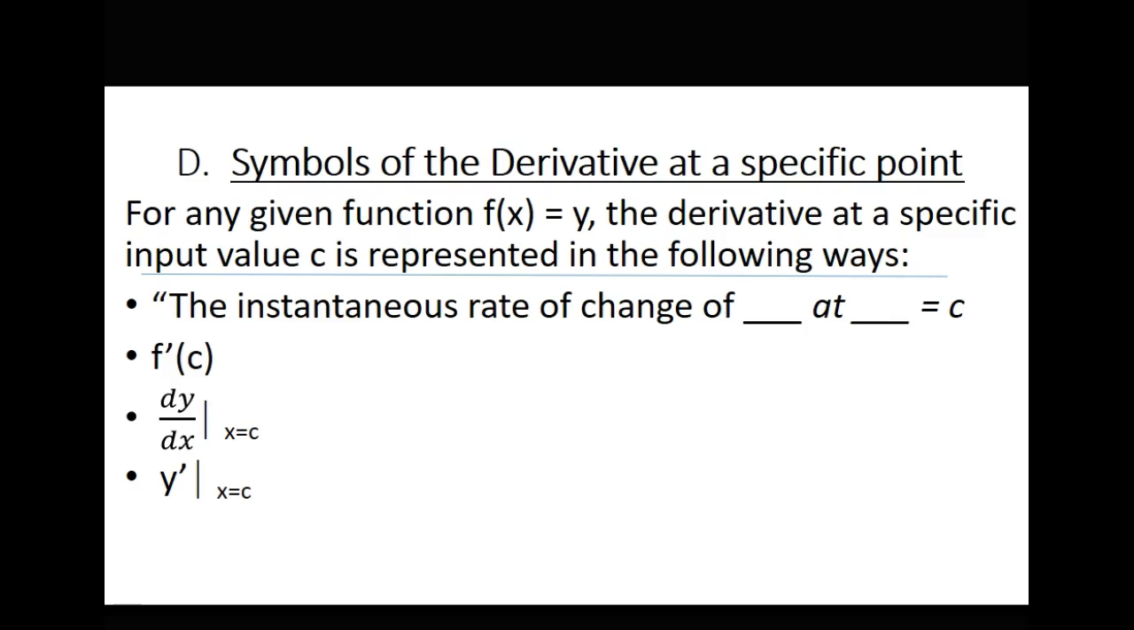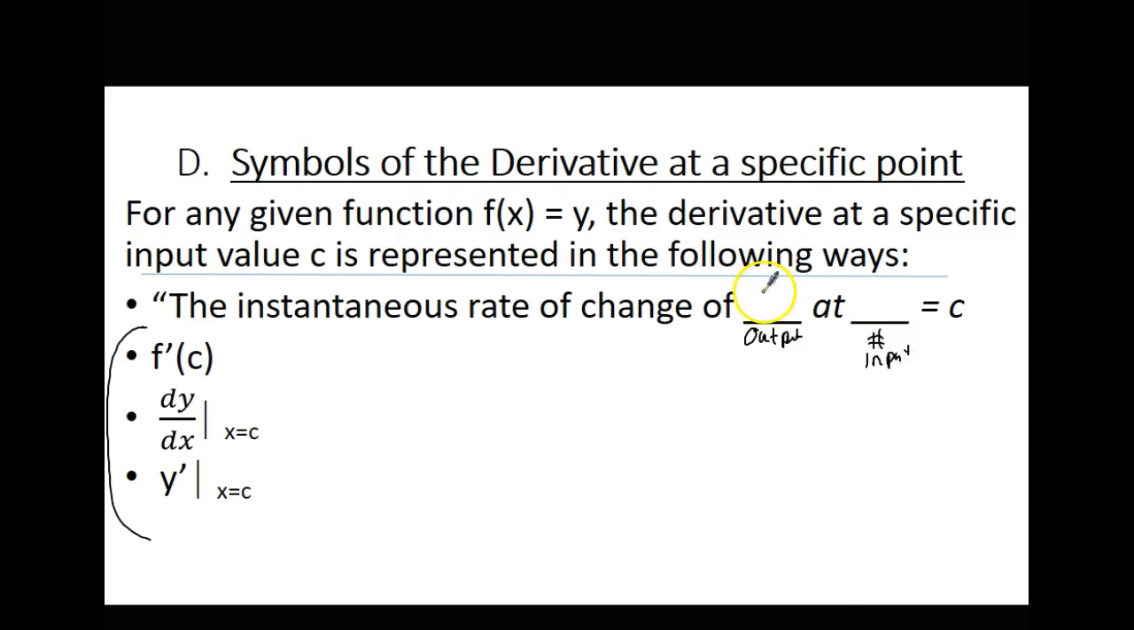So for any given function, f of x equals y, the derivative at a specific input value c is represented in the following ways. And they're all read in the same way. So if you actually have a number in here, like c represents a number, let's say 2, f prime of 2, then you would say that is the instantaneous rate of change of f at x equals 2. Okay, so let's go ahead and write that. The instantaneous rate of your output variable at the number input that they're giving you.